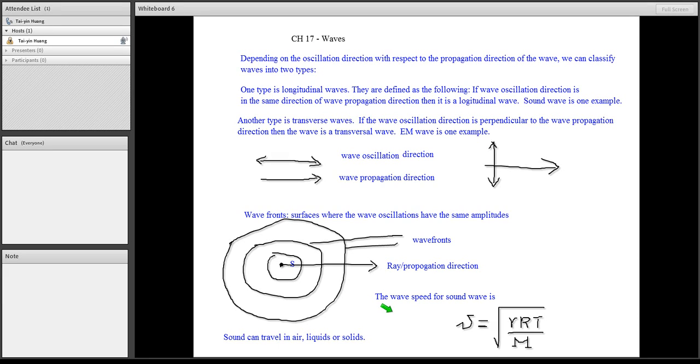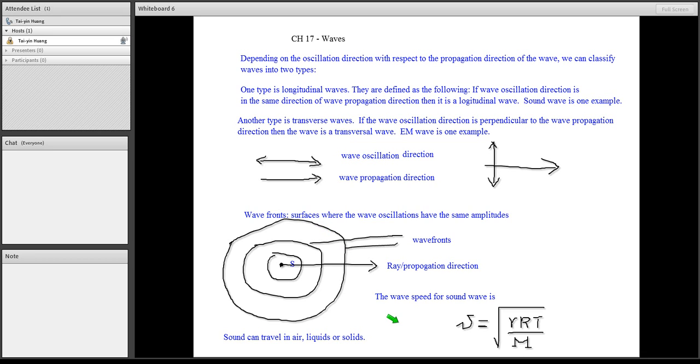This arrow indicates the direction of wave propagation, and we can connect dots. We can connect the points where they all have the same oscillation amplitude, and then draw a circle. Every point on this circle will have the same amplitude, and this is what we call the wavefront. The wave will produce many wavefronts, and usually we pick the points where the wave amplitude reaches the maximum. This is one wavefront, and this is another wavefront, and of course the amplitude of the wave at this point and at that point are different.